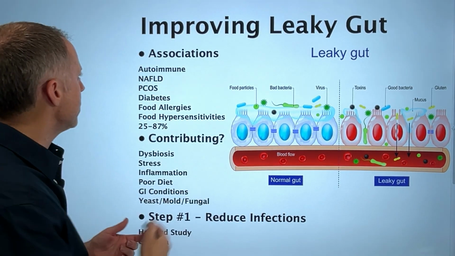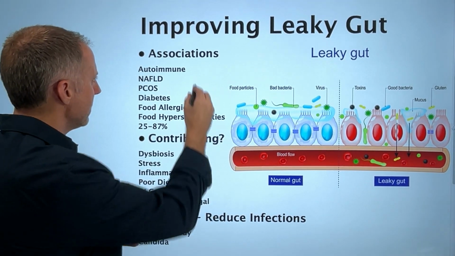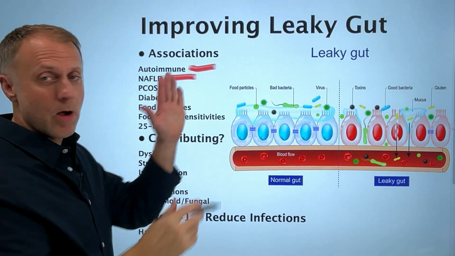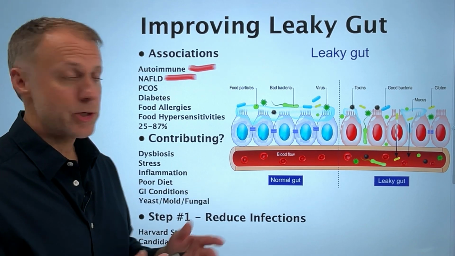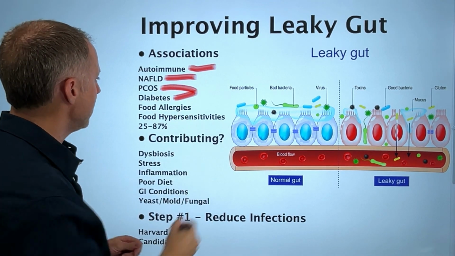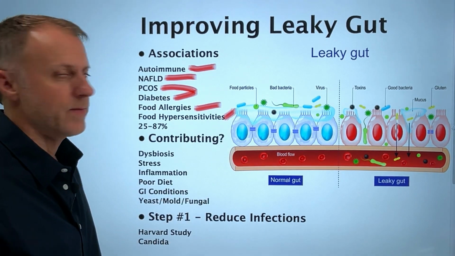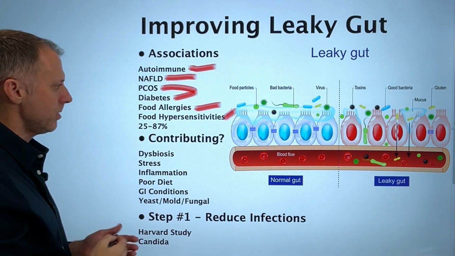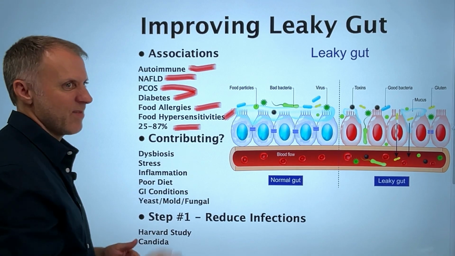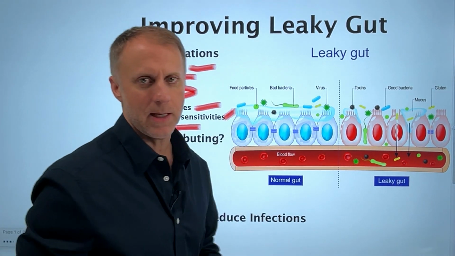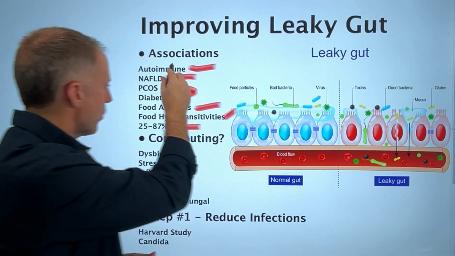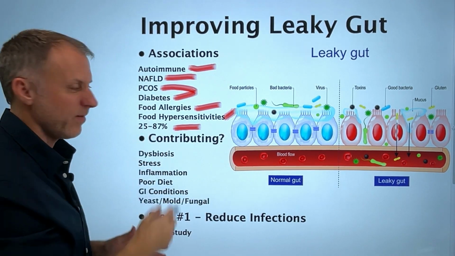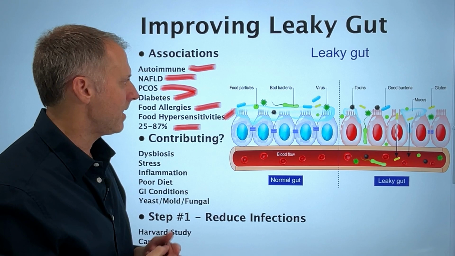So when we look at the associations for this issue with leaky gut, we see a lot of autoimmune issues seem to be associated with leaky gut. We see liver issues like non-alcoholic fatty liver issues. We see a lot of blood sugar regulation issues like PCOS and diabetes, and then food allergies and food hypersensitivities. And I'm going to put a link in the description below this video to a study that showed us that when people are dealing with these issues, they seem to have a 25 to 87% chance to also be dealing with leaky gut. And we don't really know, is the leaky gut creating these issues, or are these issues creating the leaky gut? But they seem to go hand in hand, and 25 to 80% is quite astonishing. That can be a significant number.